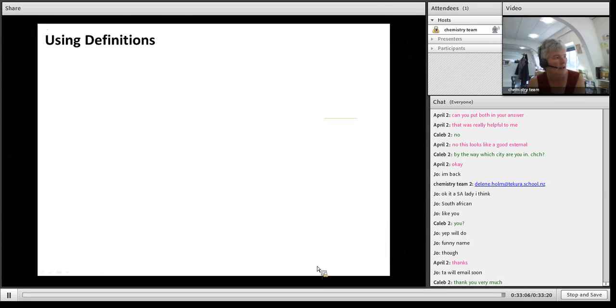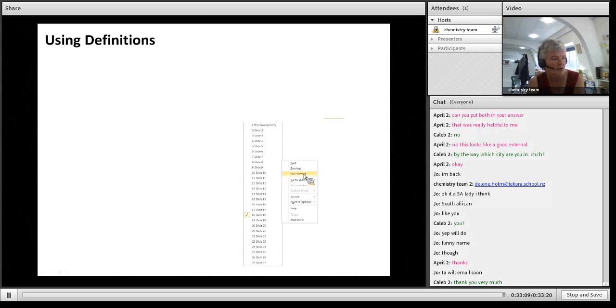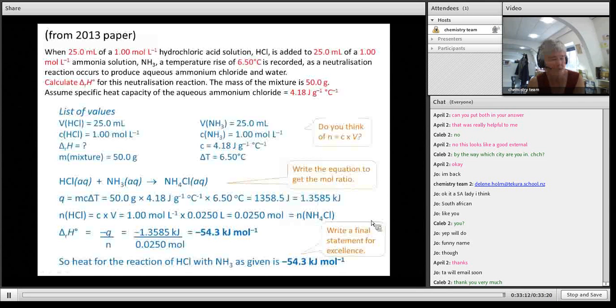Okay, and I think that's where I'm going to finish. So next lesson is going to be on Hess's law. So from this, you follow on with Hess's law.